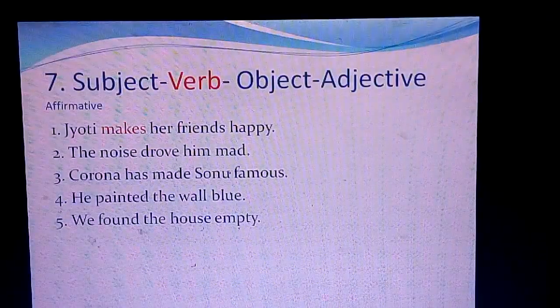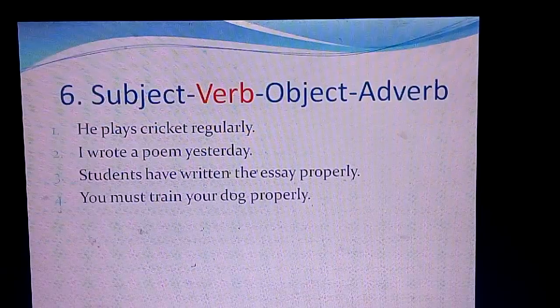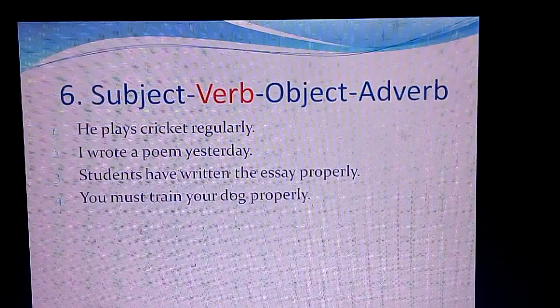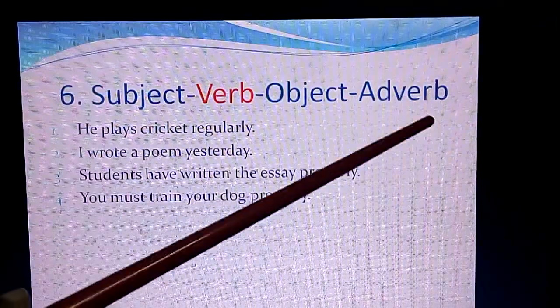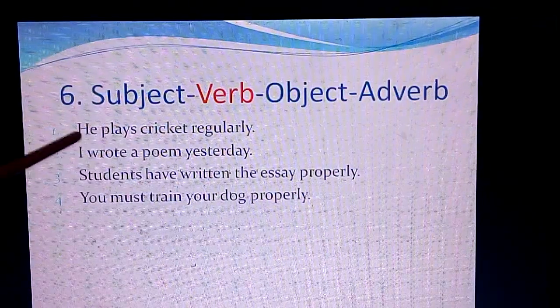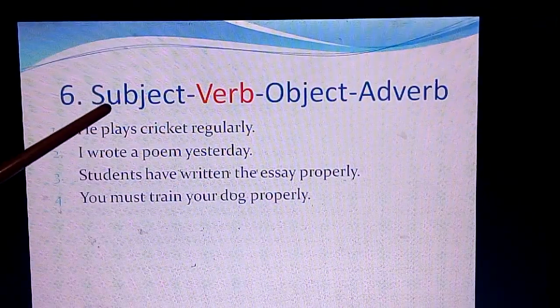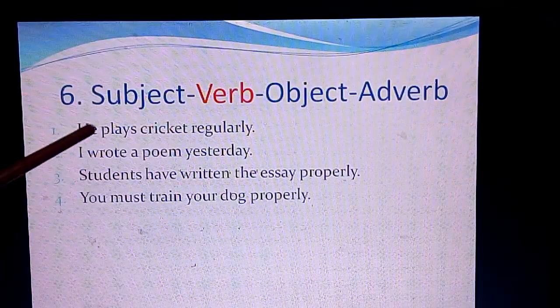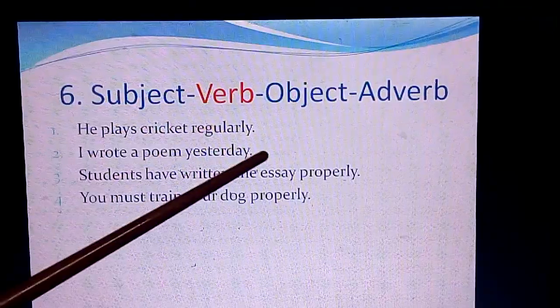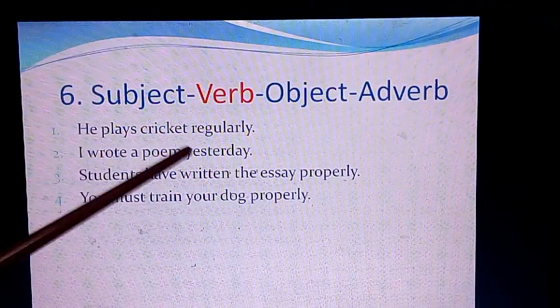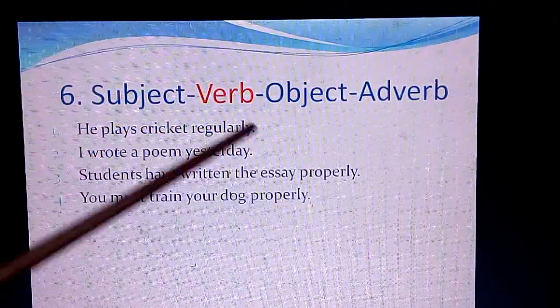So let us continue. Sixth one: subject, verb, object, and an adverb. So we are making affirmative sentences with these patterns, with these structures. He plays cricket regularly.